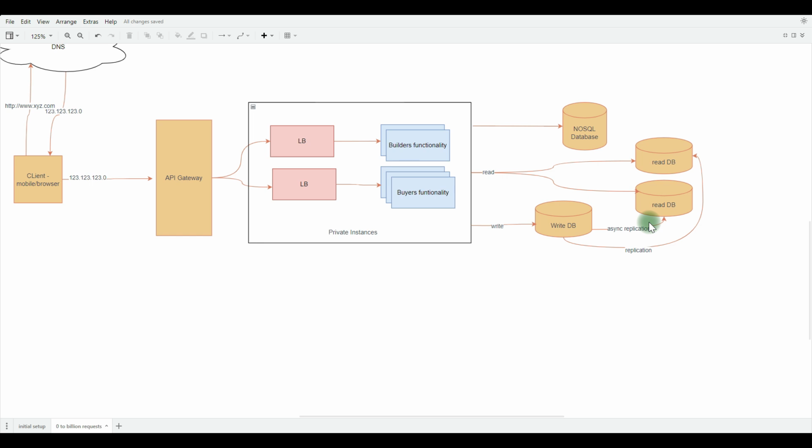Coming to the next part that we have, that is sharding. One concept was there, one terminology was there about sharding. So how does sharding come into the picture?